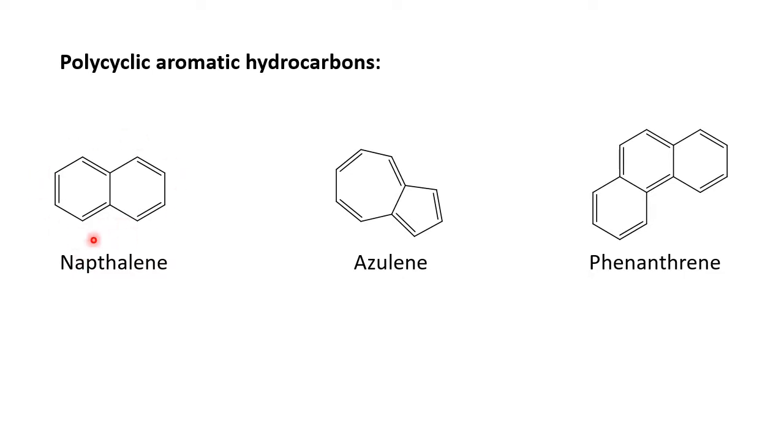This one, naphthalene, has 10 pi electrons. Azulene also has 10 pi electrons. And phenanthrene has 14 pi electrons. It's important to note that polycyclic aromatic hydrocarbons don't necessarily need to follow Huckel's rule, but the majority of them will, as you see with these examples here.